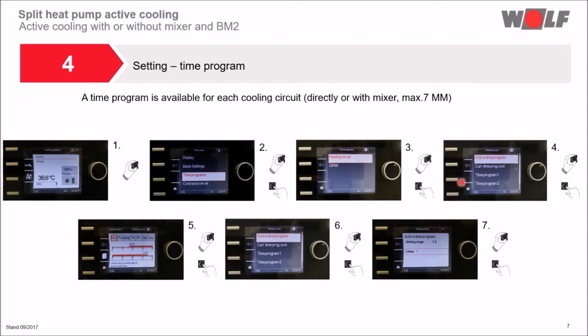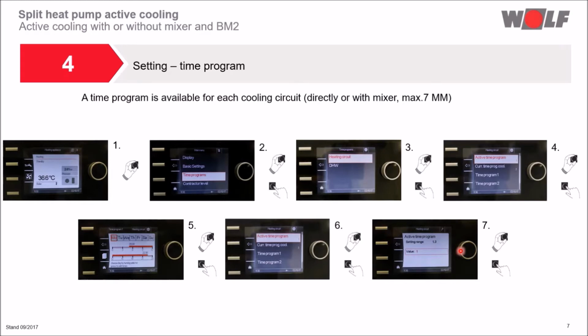There are 3 time programs available. Now, the selected time program can be adjusted individually. Finally, the required time program must be activated. For that, we must choose the right value 1, 2 or 3 in the setting option Active Time Program and confirm the value.